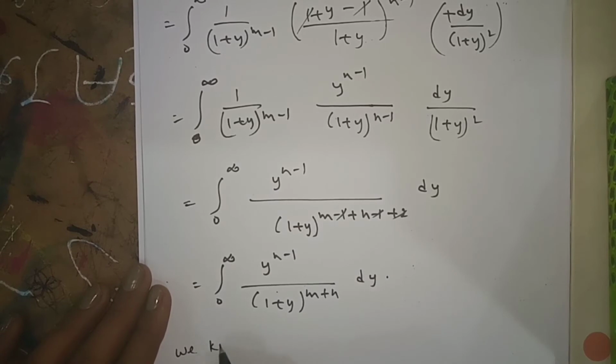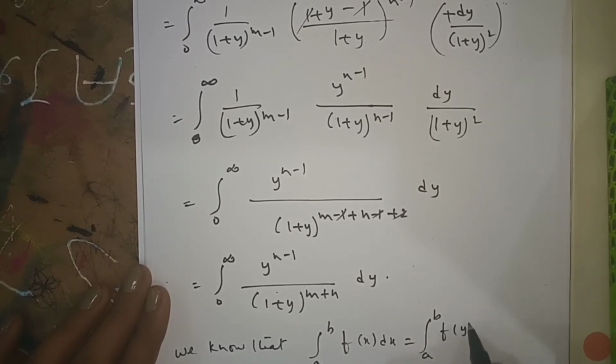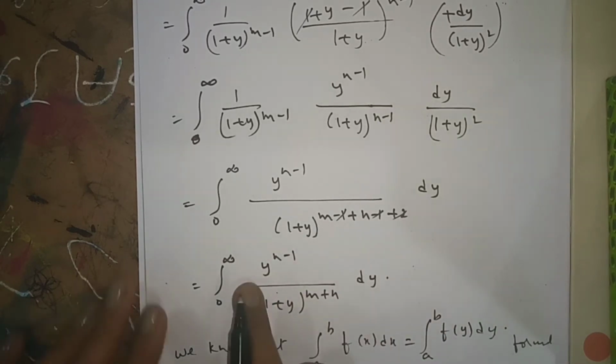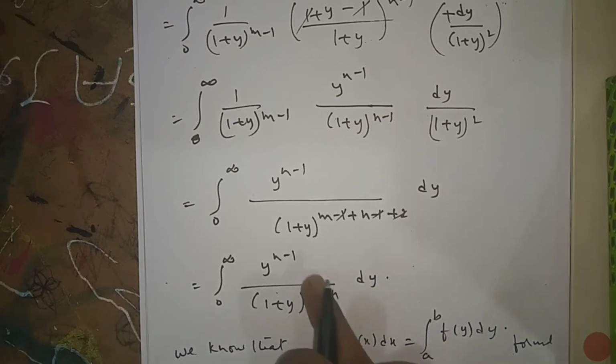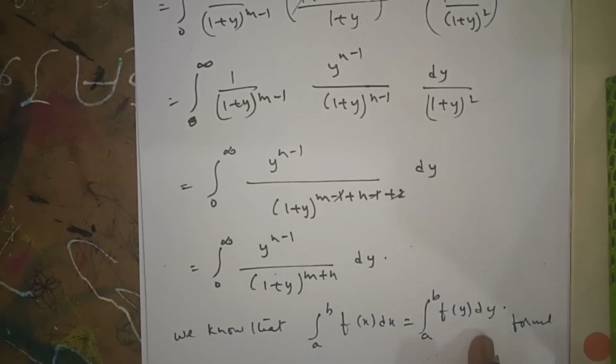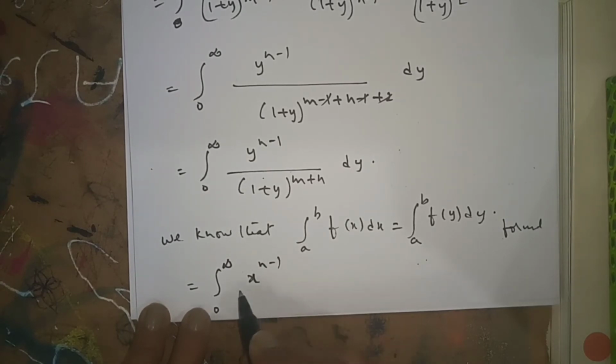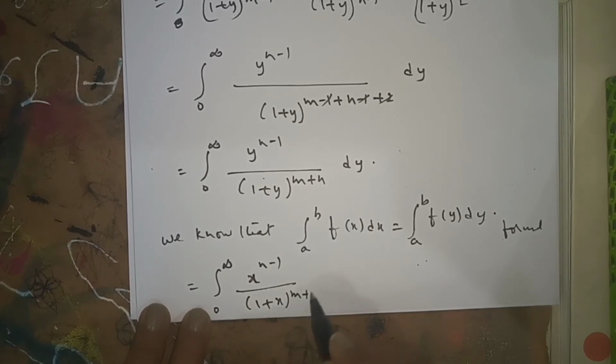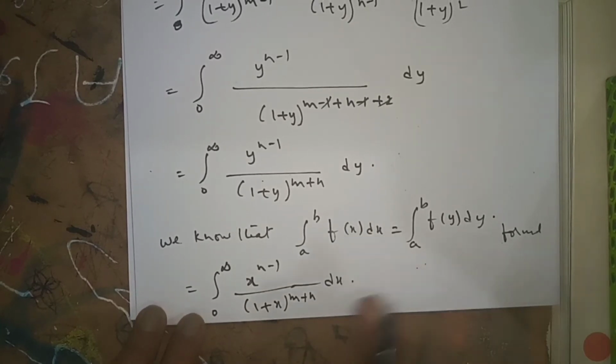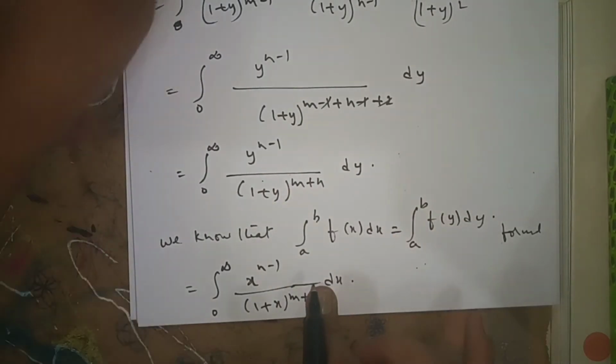Now we know one formula, again an intermediate formula. We know that integral a to b f of x dx is equal to integral a to b f of y dy. This is the formula. We can write in terms of y also, and in terms of x also. Therefore, we can write this one in terms of x using this formula: integral 0 to infinity x to the power of n minus 1 by 1 plus x to the power of m plus n dx. Now this one in terms of y we can write as in terms of x.